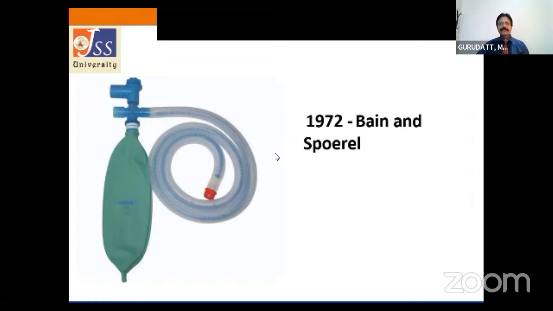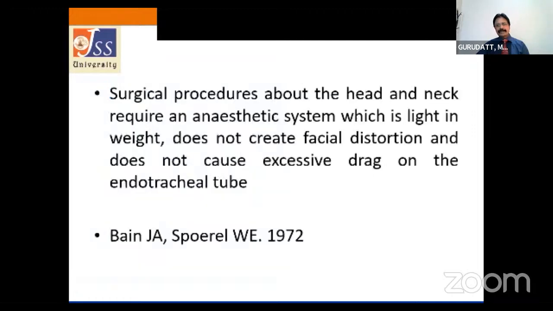In their article in the Canadian Journal of Anaesthesia, Bain and Spoerel wrote that surgical procedures about the head and neck require an anesthetic system which is light in weight, does not create facial distortion, and does not cause excessive drag on the endotracheal tube. It was very true, and the Bain circuit became extremely popular. Even today, we are using the Bain circuit for many of the surgeries.